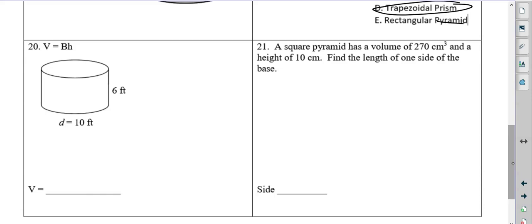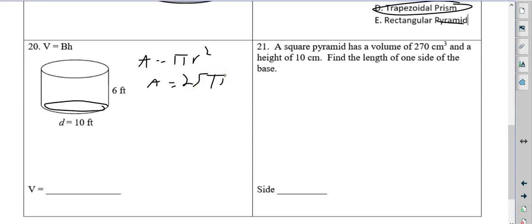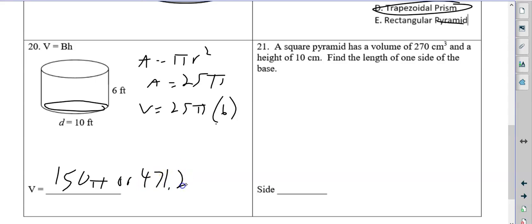Right, volume is area of the base times the height. Well, area of the base is a circle, so area is pi r squared. Well, the diameter is 10, so that means the radius is 5, so the area is 25 pi. And the volume will be 25 pi times 6. So that's 150 pi. Or 471.2 cubic feet.